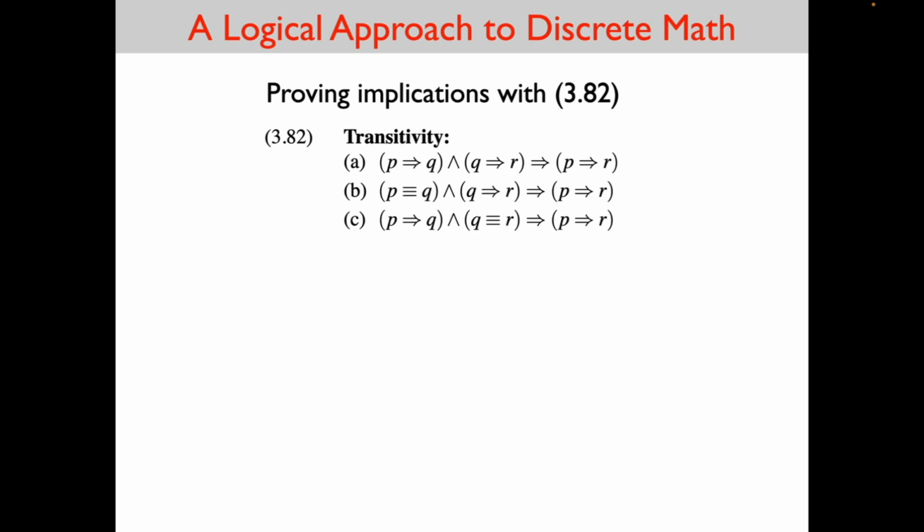All right, now here's 3.82. In the same way that equals and greater than are together transitive, implication and equivals are also together transitive. This 3.82 is transitivity. We could call this together transitivity. So let's take a look at each one of these lines in turn. 3.82a.